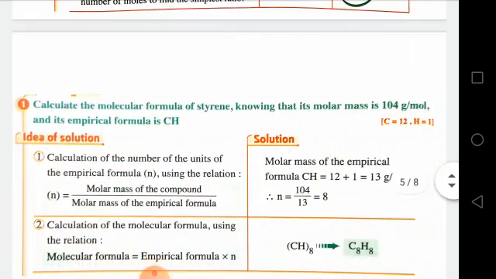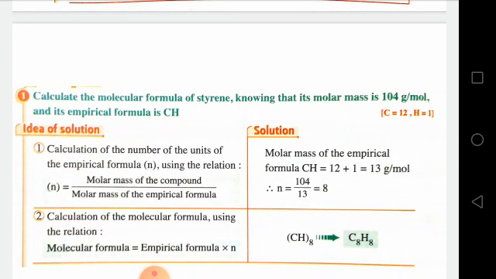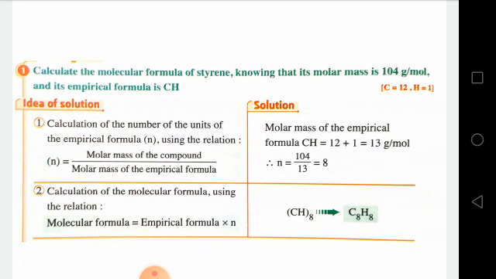On the other side, if we are given the empirical formula and we want to calculate the molecular formula, we will follow these steps. In this example, calculate the molecular formula of styrene, knowing that its molar mass is 104 gram per mole and its empirical formula is CH. Firstly, we must calculate the molar mass of the empirical formula: 1 by 12 for carbon plus 1 by 1 for hydrogen, which results in 13 gram per mole.